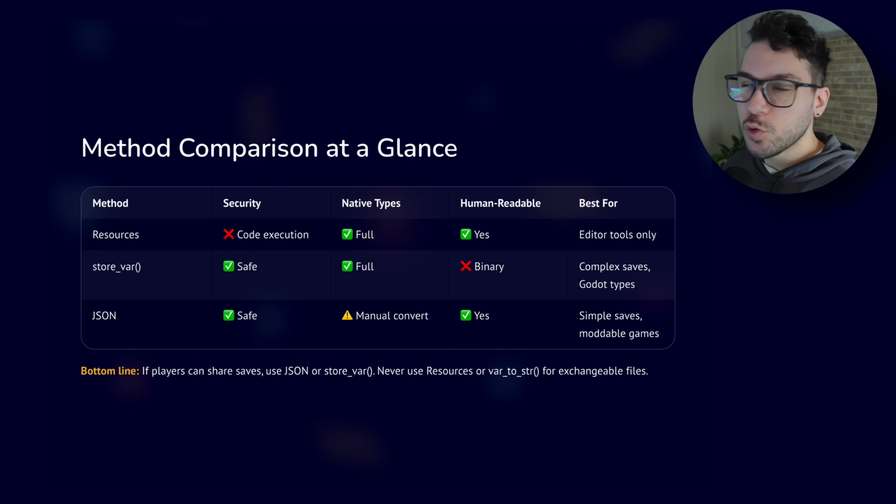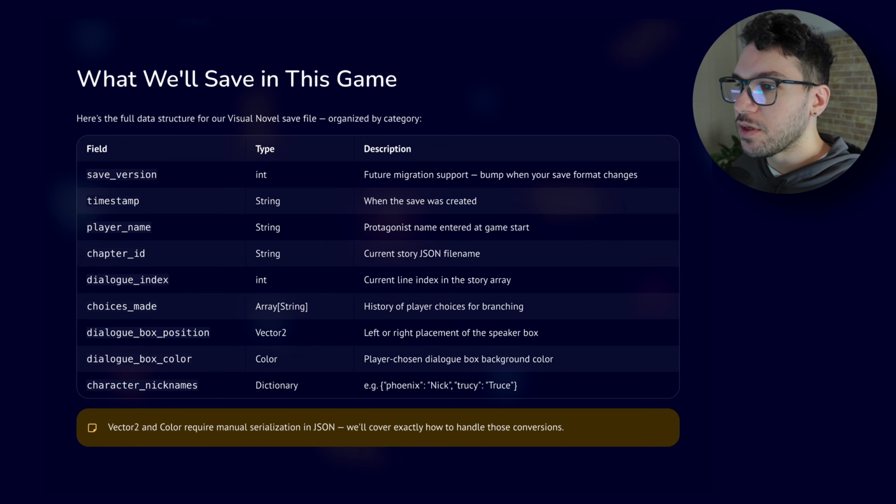But like I said, I'm going to show you all three methods, and save Godot native types such as Vector2 and Color in JSON to explain to you how you should deal with them. Now for this game, here's the data that we will be saving.